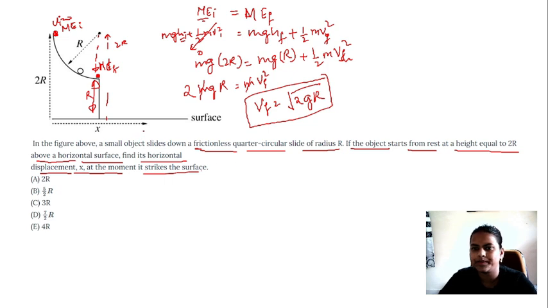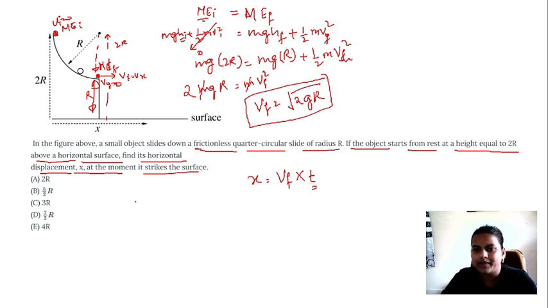This velocity is in the x direction only. This is the Vx velocity, and there would be no velocity in the y direction. So the initial y direction velocity would be 0. To find x, it would be equal to Vf into t.